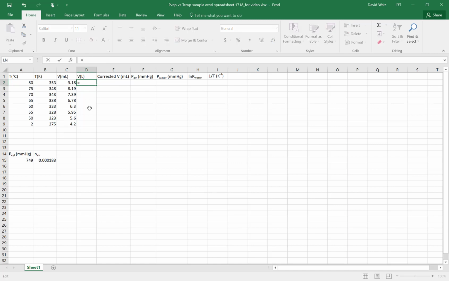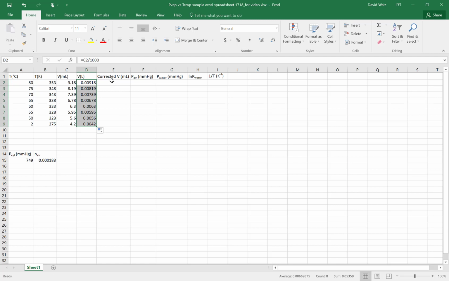You always begin the function by typing in equals. Instead of typing 9.18, I'm going to type in the cell that 9.18 is in, which is cell C2. You always type in the column first and then the row. So cell C2, I'll type capital C, then 2, and then divide is the slash, so divided by 1,000, enter. Now what is in cell C2 is represented in liters in cell D2. To populate D3 through D9, I'm going to drag this down.